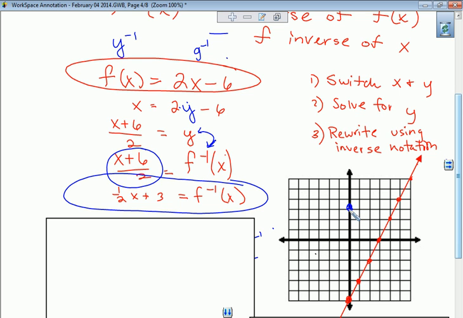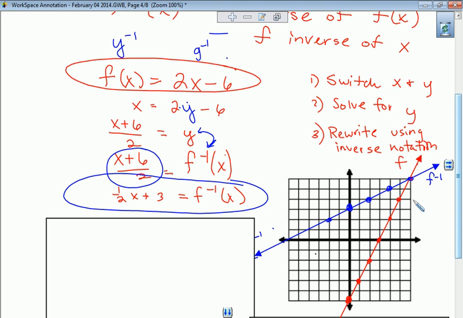So we go up to 3, and our slope is 1/2. And then we'll sketch in that line. Wow, that's beautiful. Okay, so this is the inverse. This is the actual function here. What do you notice about this graph?